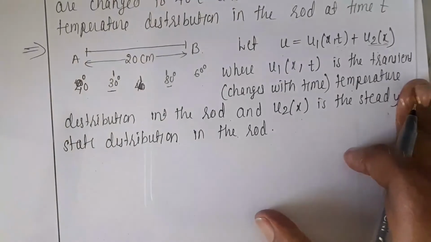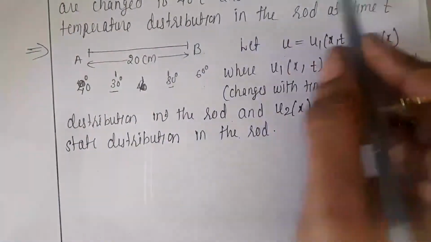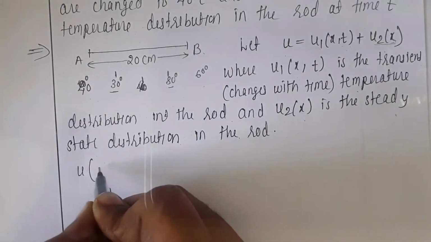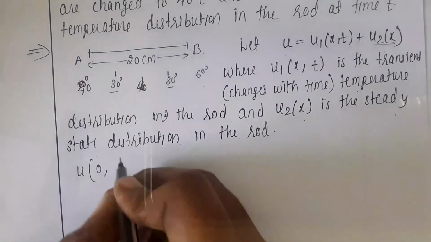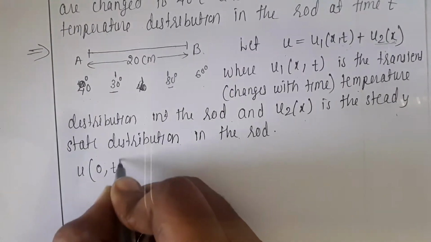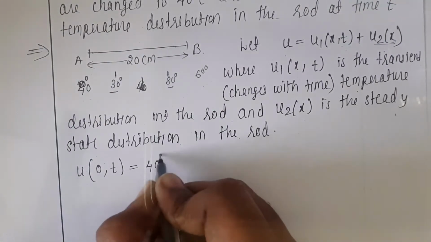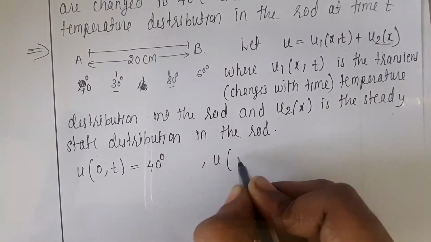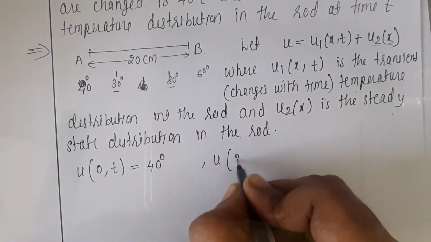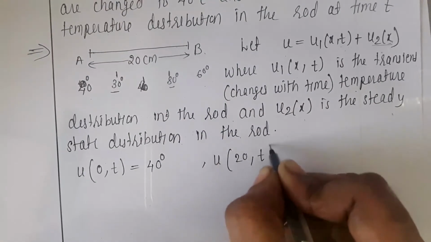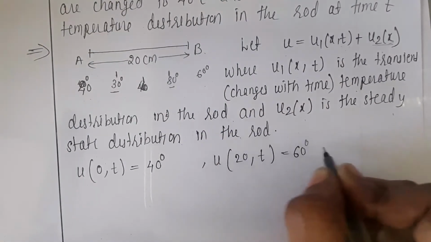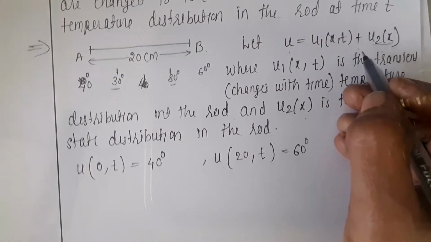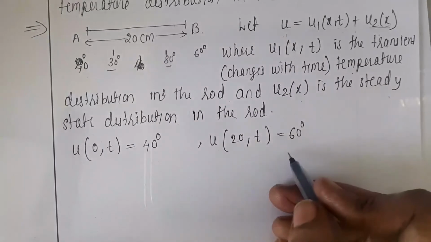Now we got this. Now we have been given one more condition. The temperature at the ends are changed to, means at x is equal to 0, we get temperature is 40 degrees Celsius and at x is equal to rod length, which is 20, temperature is 60 degrees Celsius. So this condition we can write for complete u. Now this is the given condition.